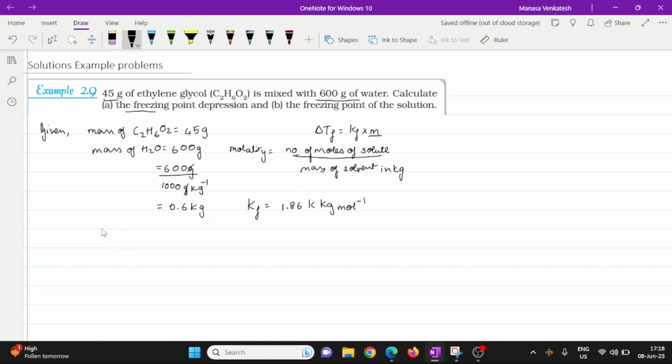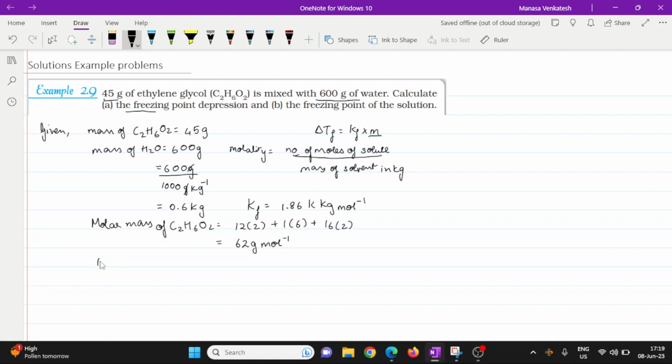Next, we need to calculate the molar mass of ethylene glycol. I'm pretty sure you know how to calculate that. So molar mass of C₂H₆O₂ will be equal to 12 into 2 plus 1 into 6 plus 16 into 2. And this gives us 62 grams per mole.